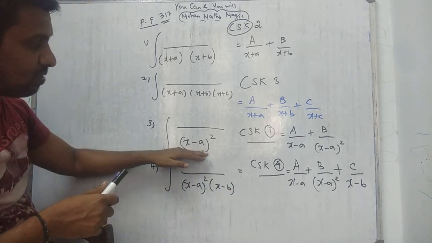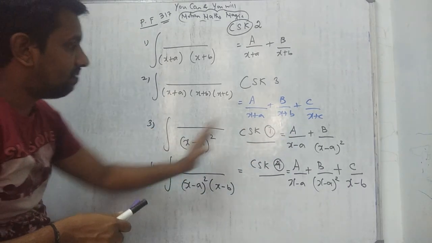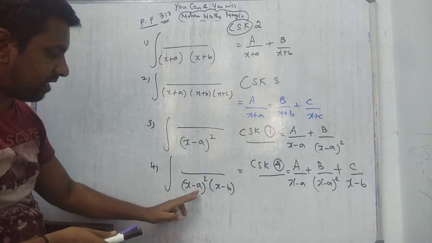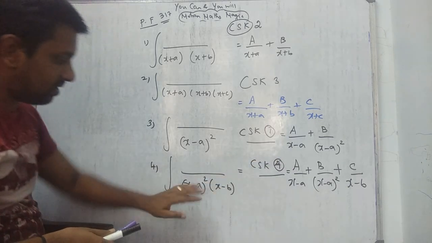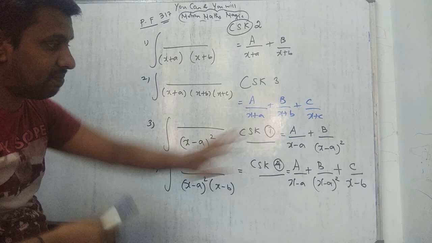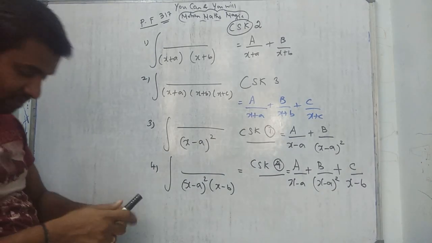For the whole square, I write A upon x minus a plus B upon x minus a the whole square. Similarly, A upon x minus a plus B upon x minus a whole square, I have completed that. When the attachment comes, I write C upon x minus b.